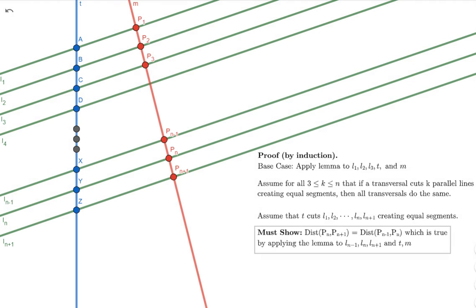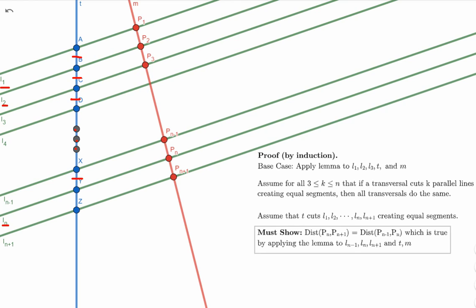And so the theorem is just an induction proof, where we assume, and let's talk about how this goes. So we assume that for any k that's at least 3 and up to, that's the dot, dot, dot here, up to n parallel lines, right? L1, L2, L3 up through Ln, if it's true that any transversal that cuts n parallel lines in such a way that the segments between the parallel lines are congruent, then any transversal that cuts the parallel lines will have the same property. Okay, so we assume that that's true up to n, and now we have to prove it in the n plus 1 case, n plus first case.